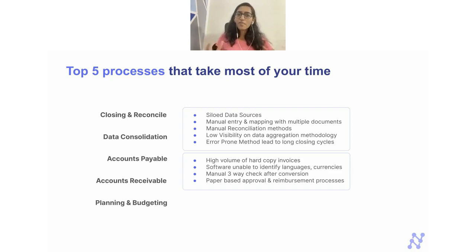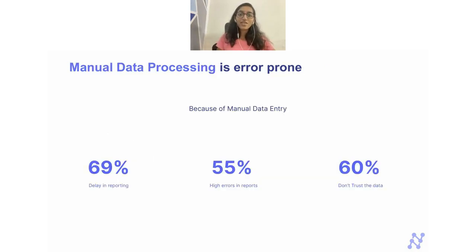If your processes are working really fine, you don't really need to change them, right? But is that the case? Let's take a look. Manual data processing is an error-prone process. Because of manual data entry, 69% of the time people have delays in reporting. 55% of the time they see high errors in their reporting. And due to this, 60% of the time finance leaders do not trust the data they are given by their teams at first glance. They ask them to look again.